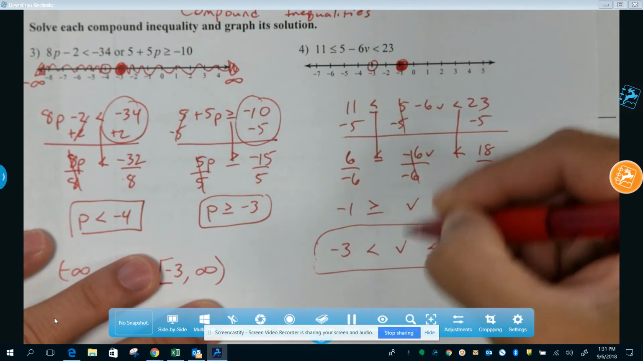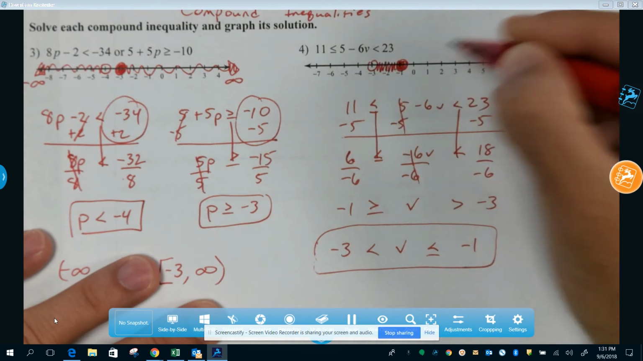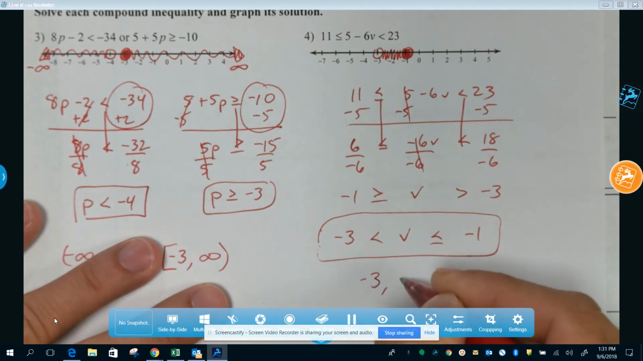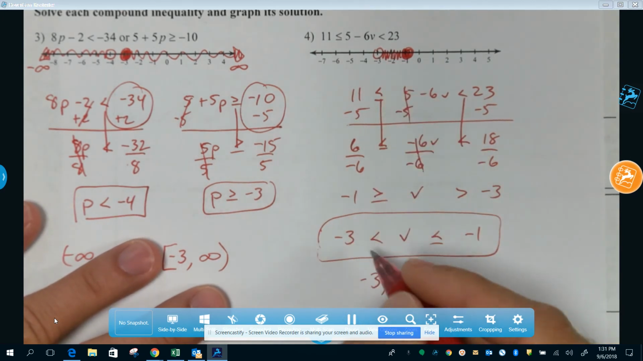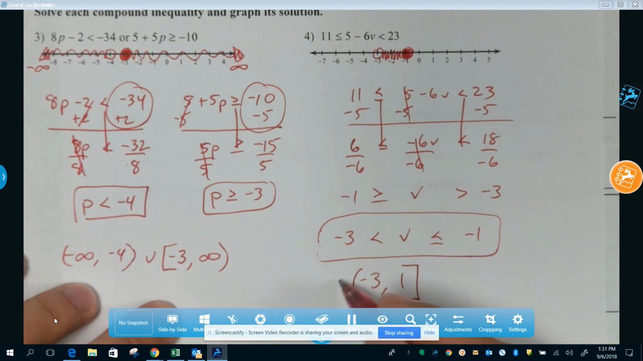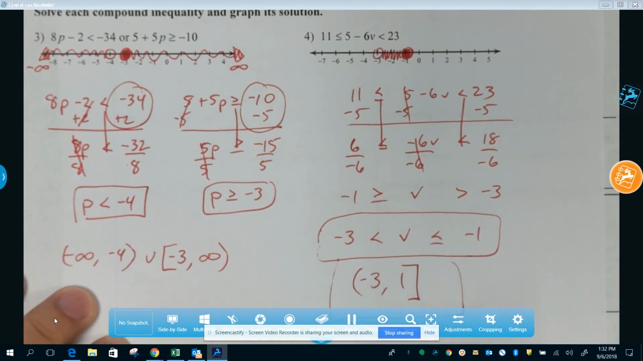And since this is the "and," my v is in between the two numbers, I shade in between the two numbers. So on this interval notation, we shaded from negative 3 to 1. Negative 3 was an open circle. He gets parentheses. 1 is a closed circle. He gets a bracket. That is interval notation right there.